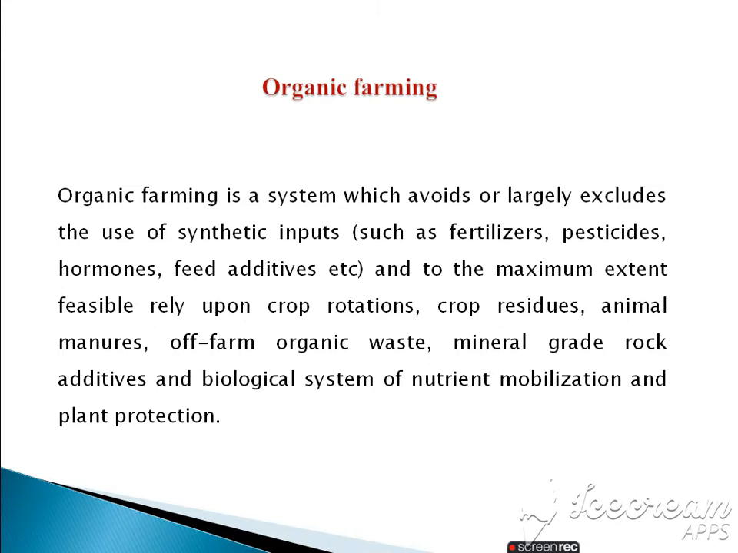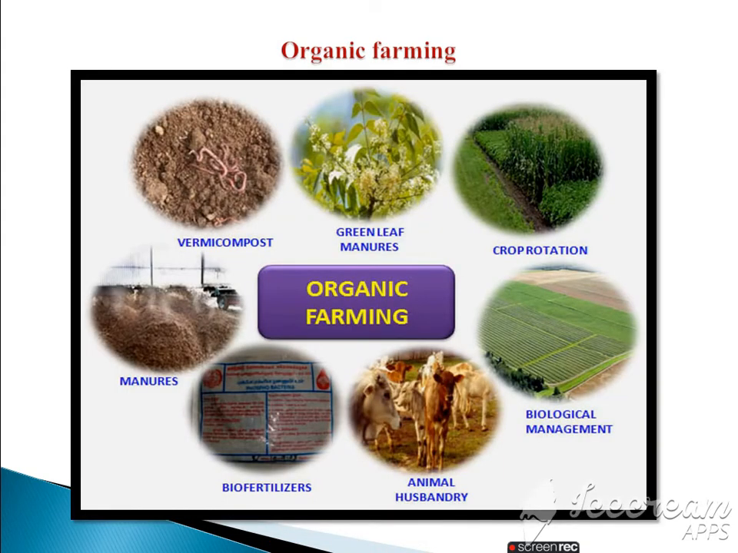And currently we see that most human diseases are related to food. So organic farming, besides food production, produces healthy food. Now this chart describes the various types of organic manures and the practices involved. The manures include vermicompost, farmyard manure, poultry manure, biofertilizer, and the practices include crop rotation, biological management, animal husbandry, etc.